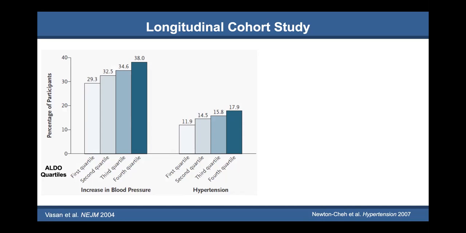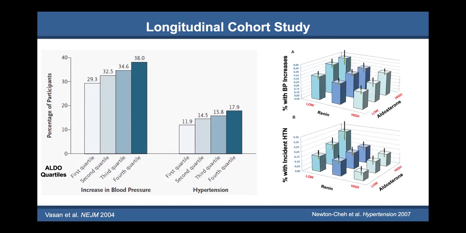But it wasn't just that they had higher aldosterone levels, it's that the patients who developed the greatest increases in blood pressure and the greatest conversion to hypertension had the lowest renin levels and the highest aldosterone levels in the context of the low renin. In other words, if you're a normotensive individual and you have a biochemical phenotype of renin-independent aldosterone production, your risk for developing increases in blood pressure and high blood pressure in the future is much higher.